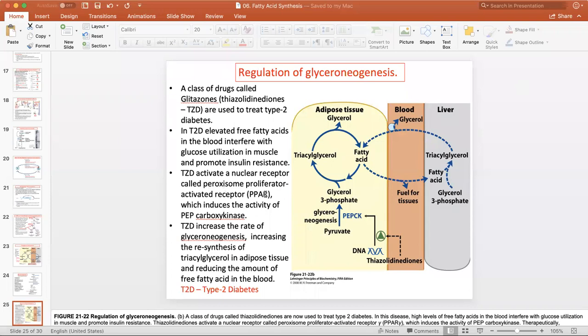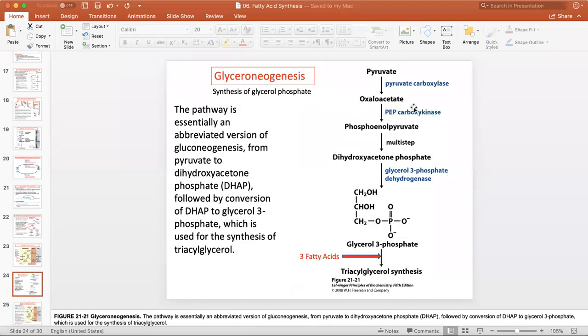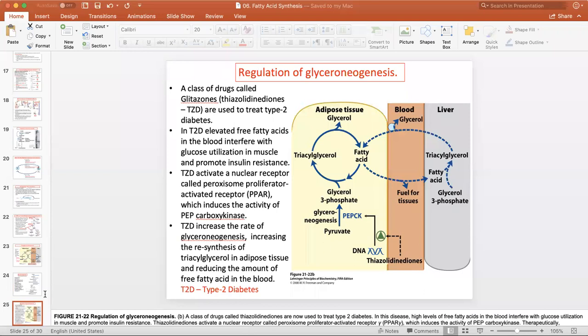Now we have different subtypes of PPAR, alpha, gamma, and so on. I think here it's gamma or alpha, I'm confusing, but just know that's PPAR. And then this PPAR induces the activity of PEPCK. So PEPCK converts the pyruvate, the oxaloacetate, into PEP, which, if you just go back here, PEPCK was here, right? And then this PEP will eventually form your glycerol-3-phosphate. So they are just fast forwarding all the reactions, going from pyruvate to glycerol-3-phosphate directly.